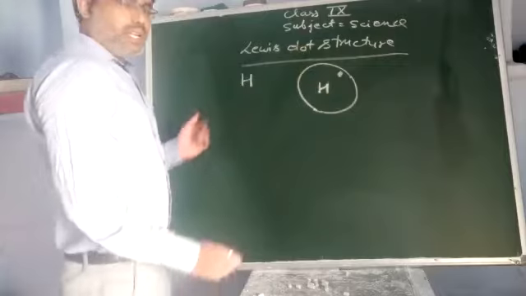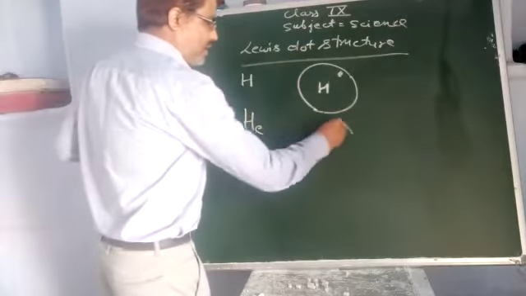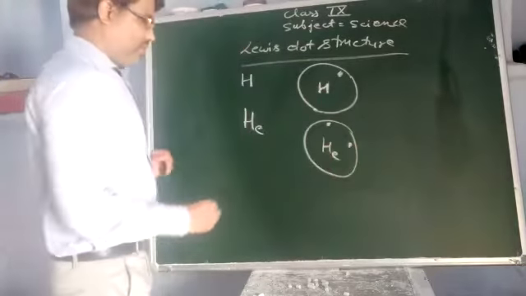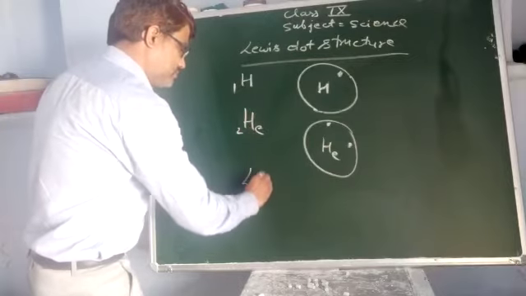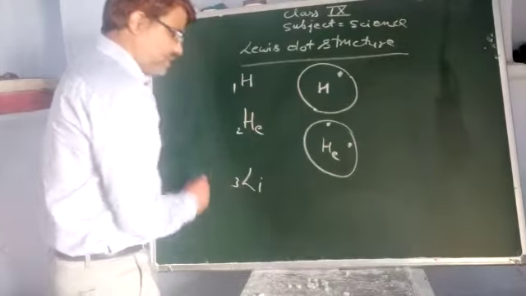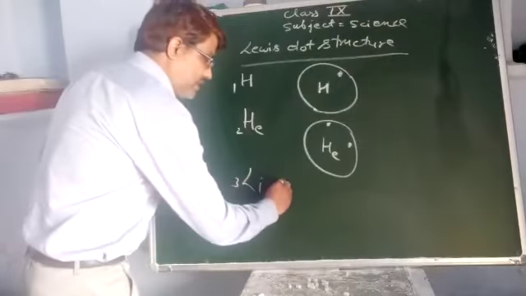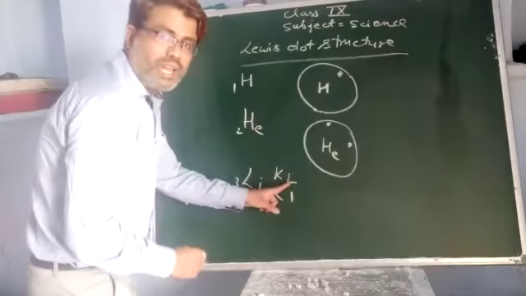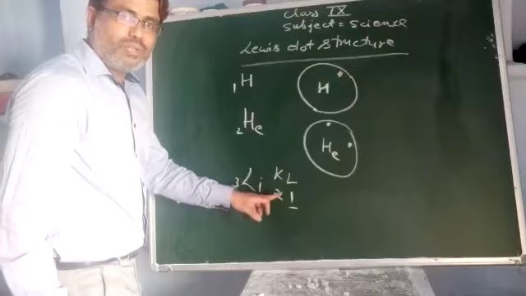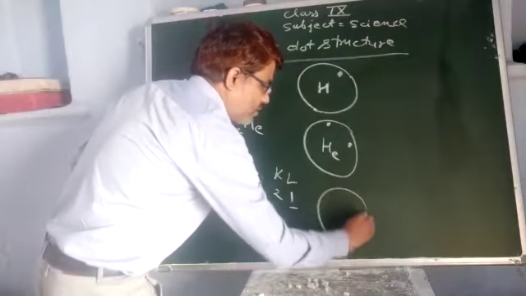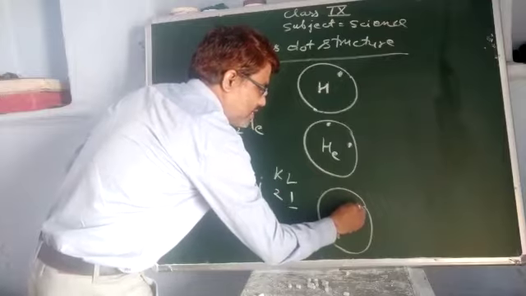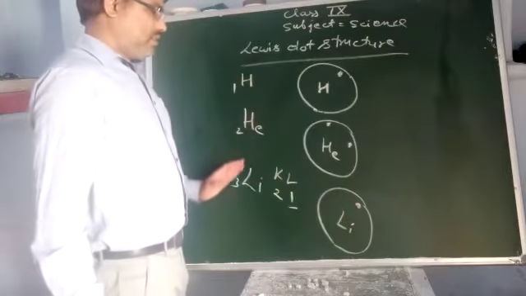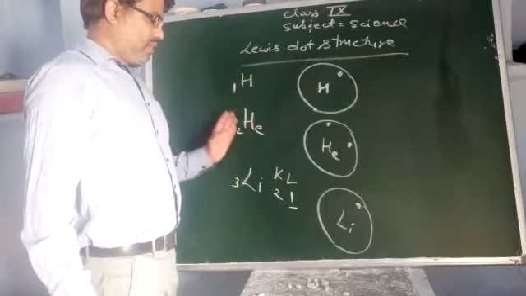Okay. Now suppose we take next helium. For helium we have only 2 electrons in the outermost shell. Then for lithium, if we see, the configuration is what? We have all 3 electrons. So in K and L, it is 2 and 1. So the outermost shell is what? L. So there is only 1 electron. So when you draw the Lewis dot structure for lithium, you can draw only 1 electron by dot. Okay. So these are the Lewis dot structures of hydrogen, helium and lithium.